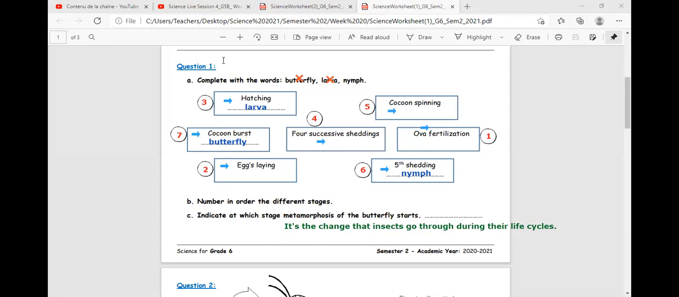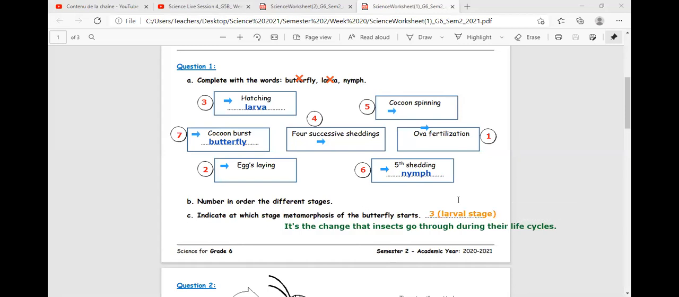When does the larva start growing and changing its form? 4. The cocoon spinning? When it starts eating and it sheds for 4 successive times. When the larva goes out of the egg, it starts growing. So, when does metamorphosis start? 3. From the larval stage. So, at stage 3.